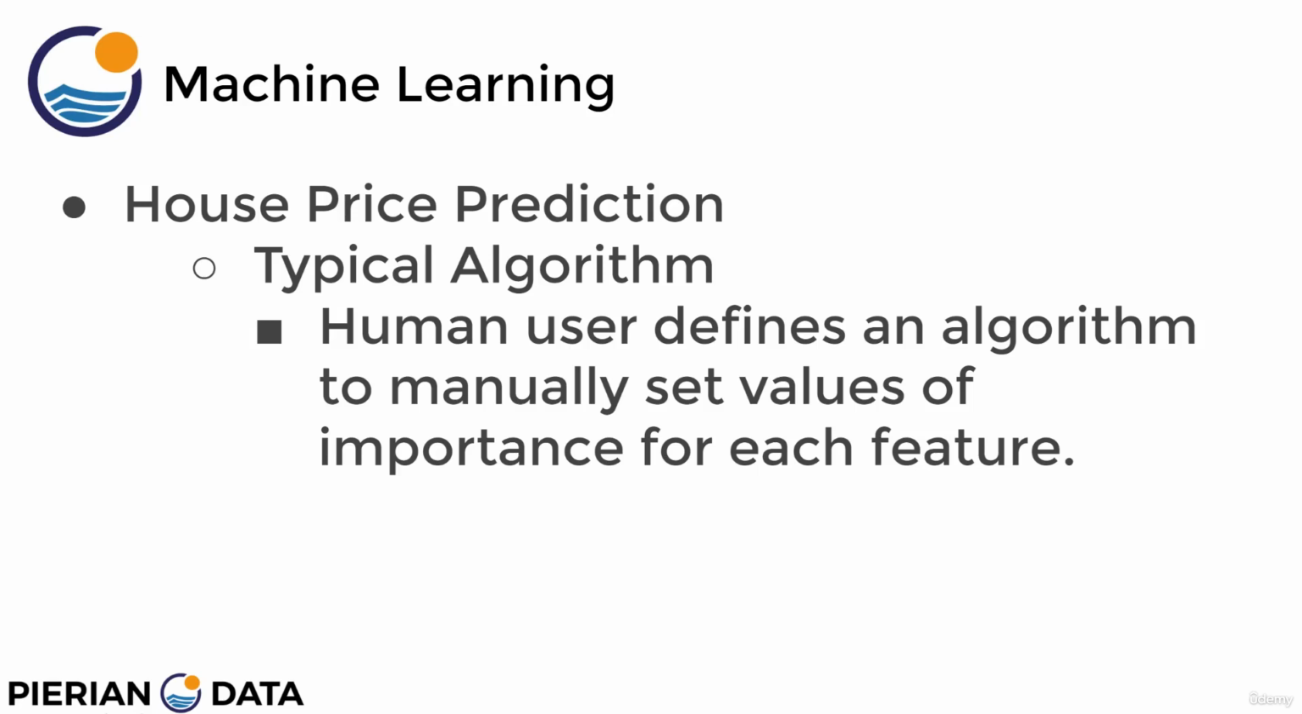So a typical computer algorithm would be where a human user defines an algorithm manually to set values of importance for each feature. So typically before machine learning, if you wanted to try to use a computer for this, you still have to have a human define all these sets of values and distinguishing features, say, oh, number of bedrooms is more important than number of bathrooms, or at this many bedrooms, set it at this price, or at this square footage, set it at this price.